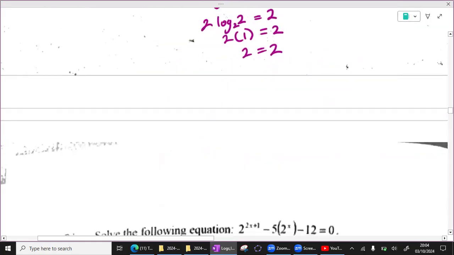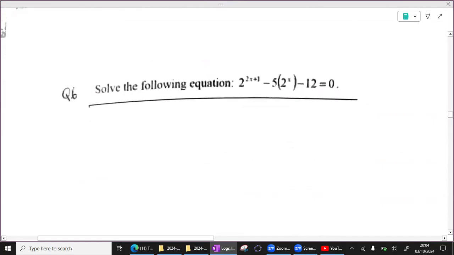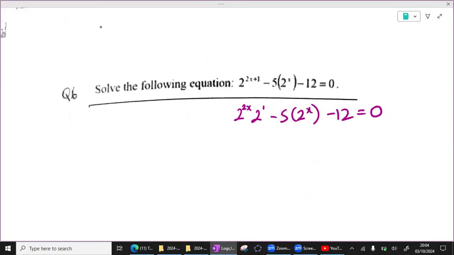Change a base. Next one, so straight away I see that this is an indices equation. So we practice lots of these in class. So I break this down into 2 to the power of 2x and 2 to the power of 1. So that's how I begin. Then I say to myself, it's 2. Now you can break this down again if you want and put the 2 outside if you want to do that.